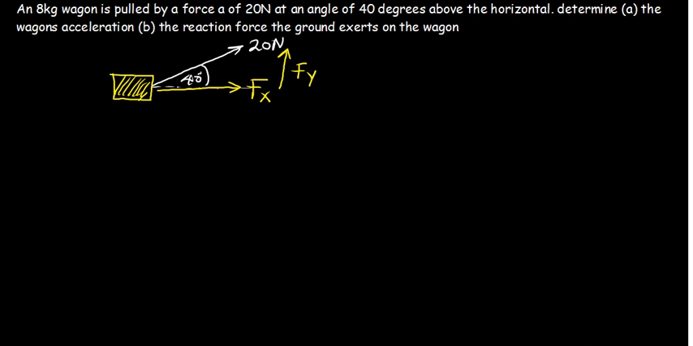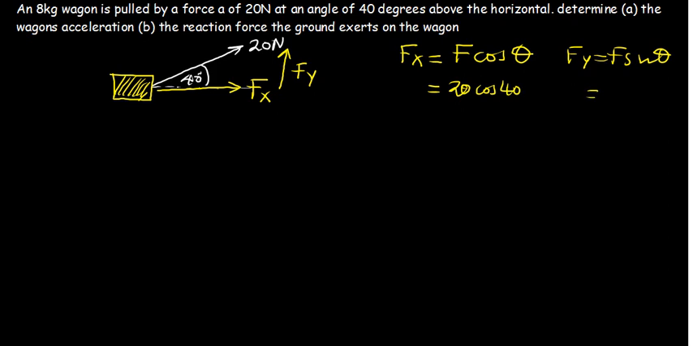Starting with Fx, we did vectors, we did projectile motion. The x component is given by the force times cos of the angle. The y component is given by the force times sin of the angle. So the x component of the force is 20 cos 40, and the y component will be 20 sin 40. So 20 cos 40 is going to give us 15.32. 20 sin 40 will give us 12.856.